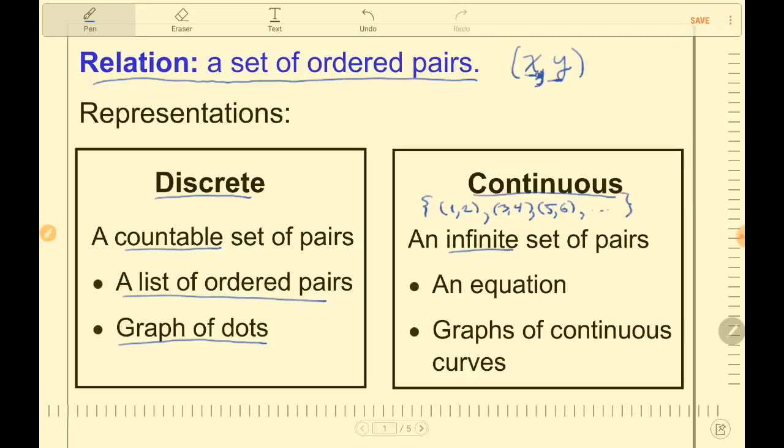Even though you might not be able to write down every single pairing, because you would be doing it infinitely, you would never stop. It's a pattern that has no end to it. That would be infinite, but it would not be continuous. That would actually be discrete because there are gaps in between, or you can count them. Infinite sets which are also continuous are ones that need to be represented as an equation or a graph of a continuous curve.